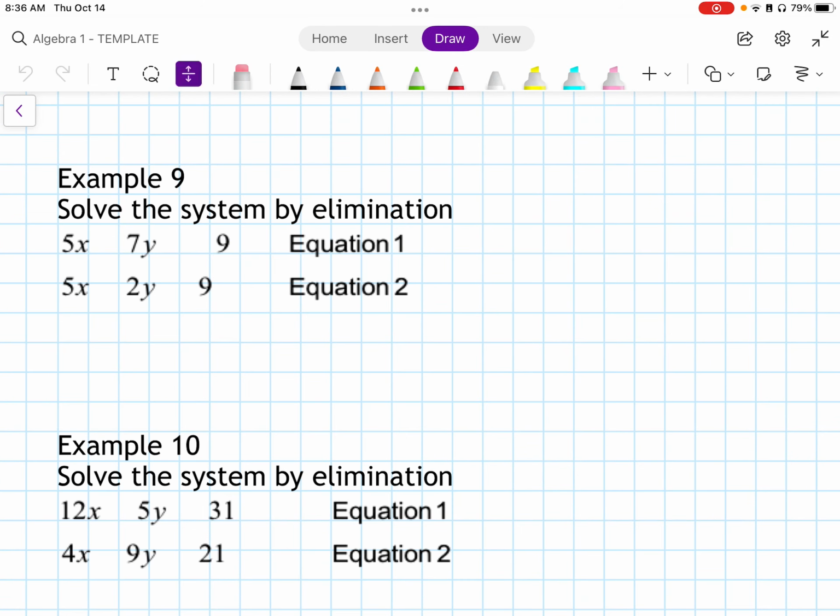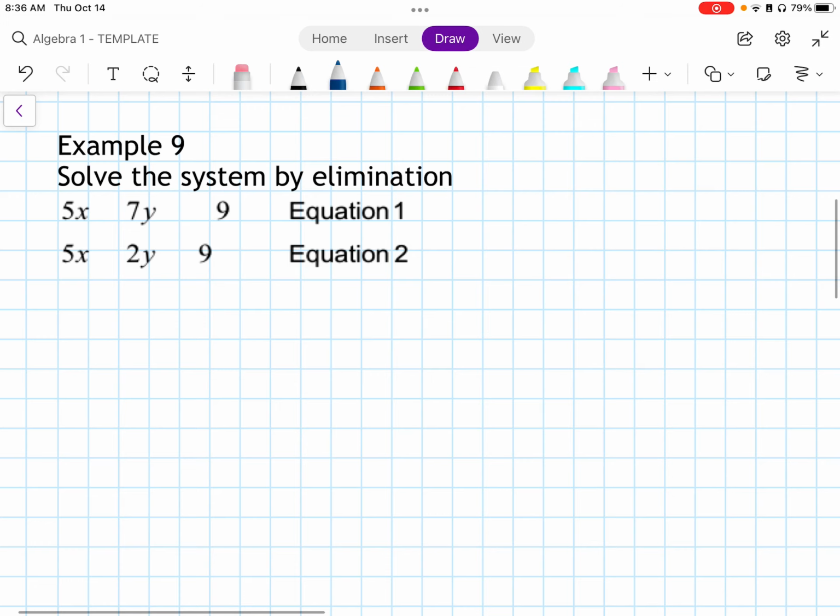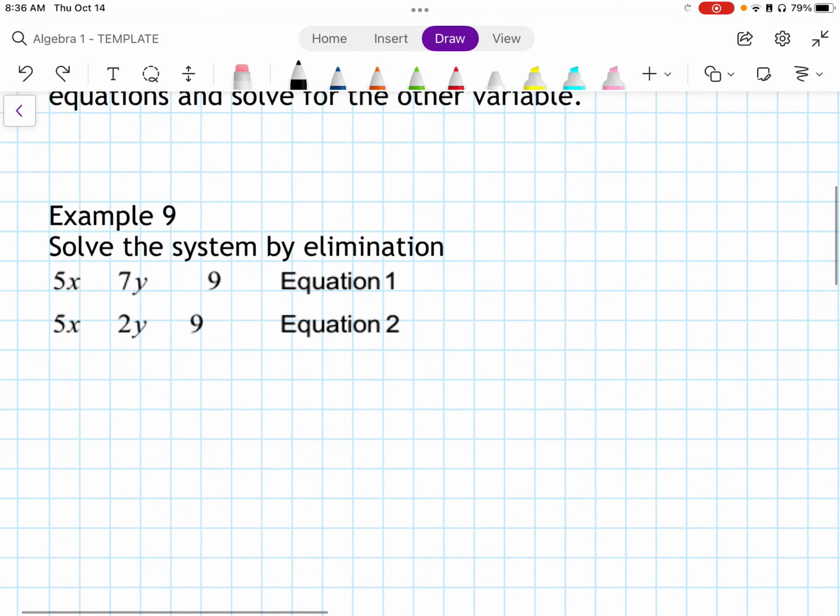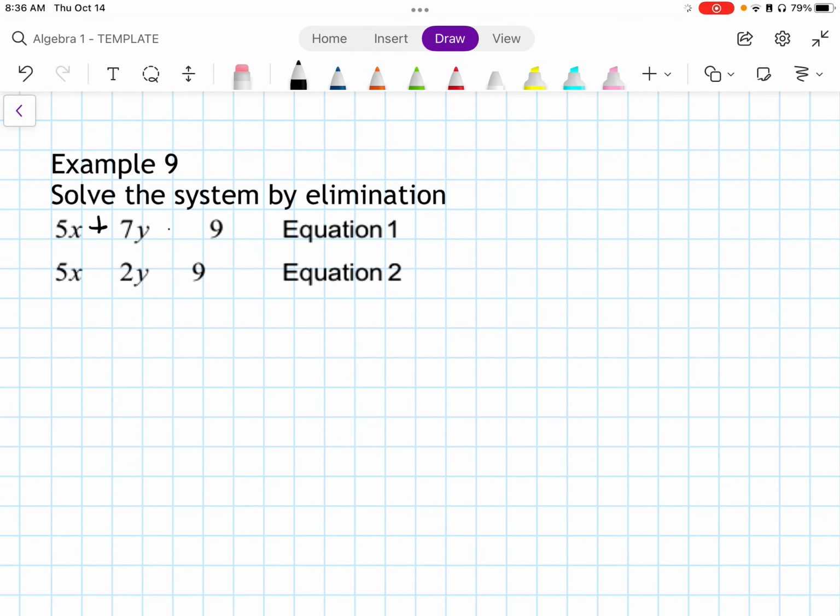So look in here. This should be 5x plus 7y equals negative 9, and 5x minus 2y equals plain old 9. Now what we do when we eliminate is we're going to add or subtract the two equations together. And something important is that they have to be in the same order. See how we have the x's, and then the y's, and then the equals, and then the constants. They have to be in the same order. They don't have to be in that order, but they need to be in the same order.